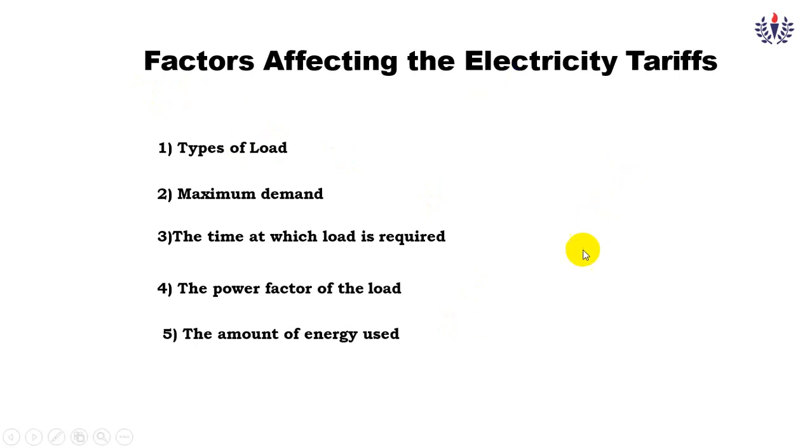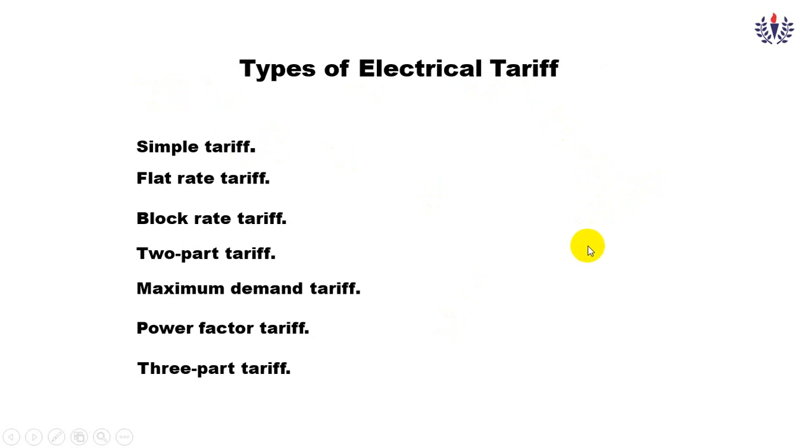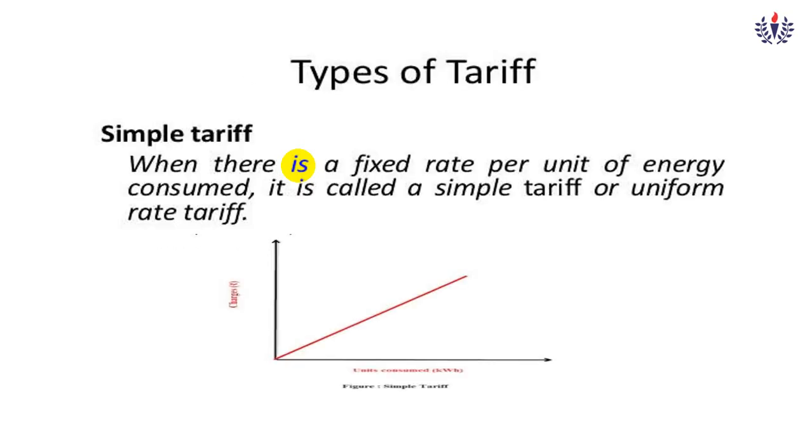Now we are going to see the types of tariff. There are different types of tariffs employed. Some basic types we are going to see now. One is the simple tariff. Second is the flat rate tariff. Third is the block rate tariff. Next is the two-part tariff. Next is the maximum demand tariff, then the power factor tariff and the three-part tariff. These are the various types of tariff employed for electrical bills. We will see how each is explained, one by one, in the slides. First, we are going to see the simple tariff.